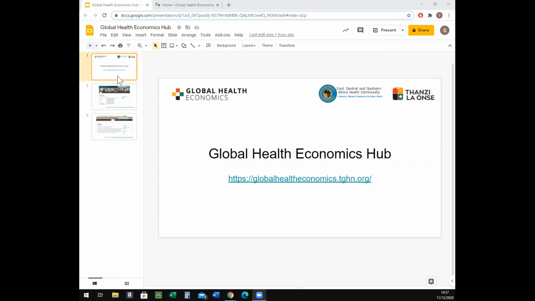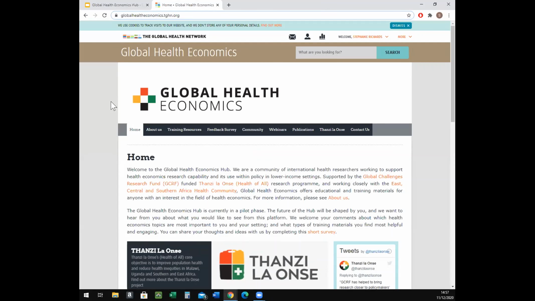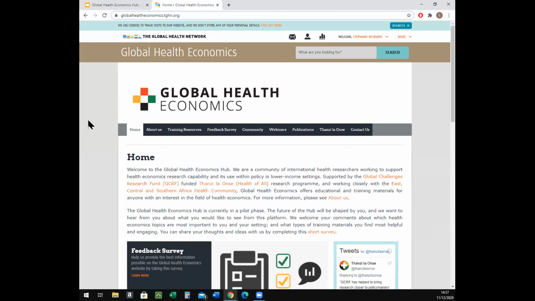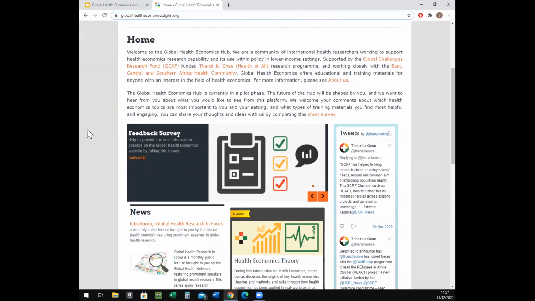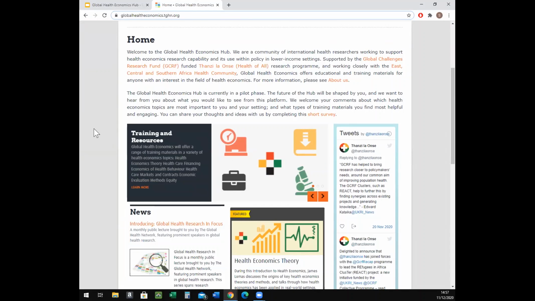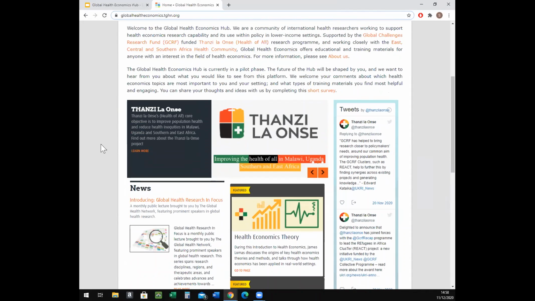So this is just a few resources that will help with these next steps. If you follow this link, it will take you through to the Global Health Economics Hub. This is the homepage of the hub, and I'll do a very quick tour of the website. You can see there's an overview of all the areas that we currently have on the hub, a bit of background about why it was set up, as I mentioned, and we also have other pages and links to our Twitter account as well.